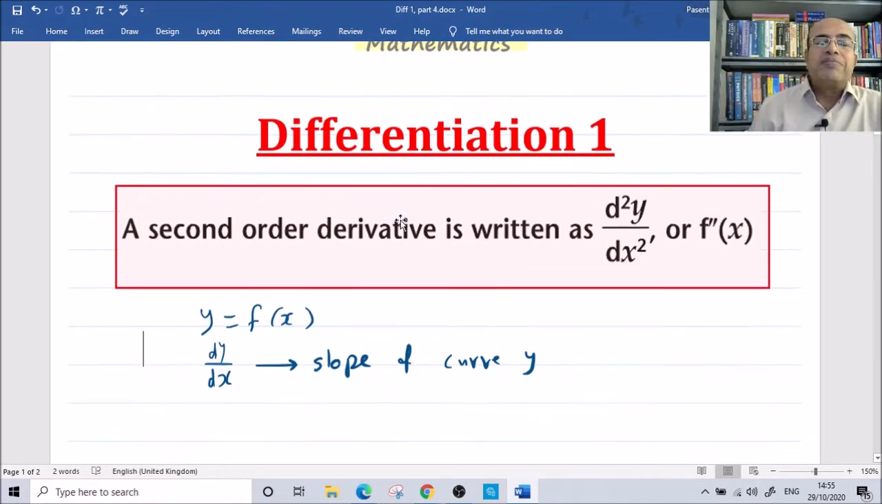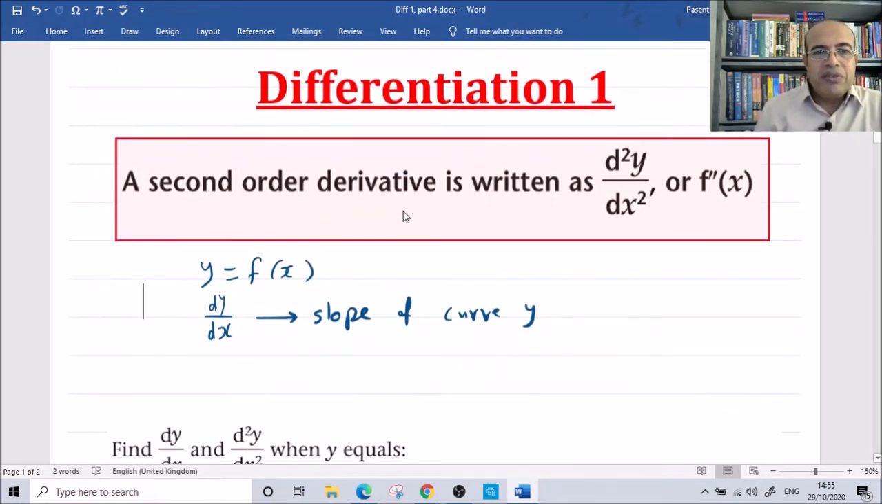What about the derivative of a derivative? The derivative of a derivative is denoted by d by dx of dy by dx. We can write this in another way as d2y by dx2.